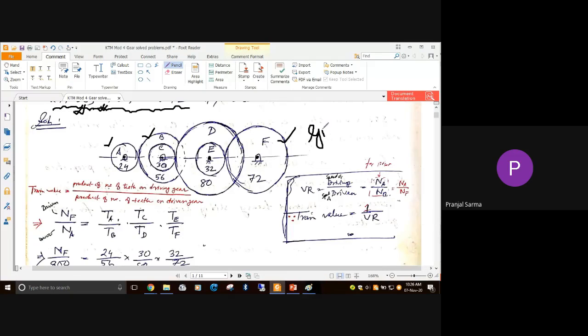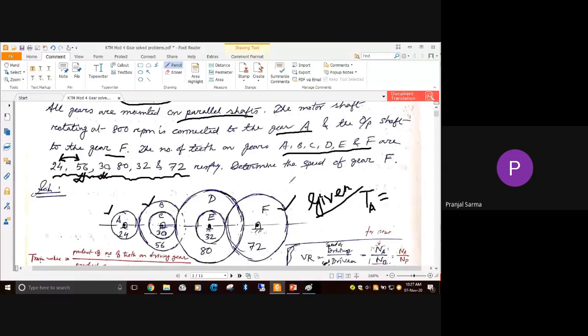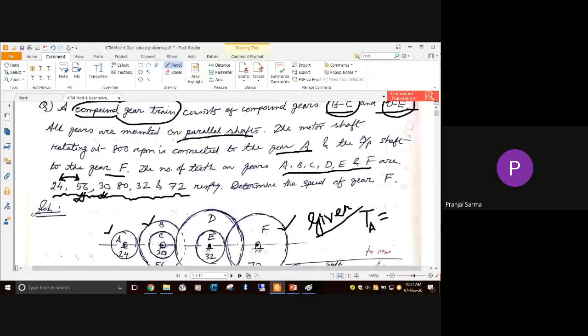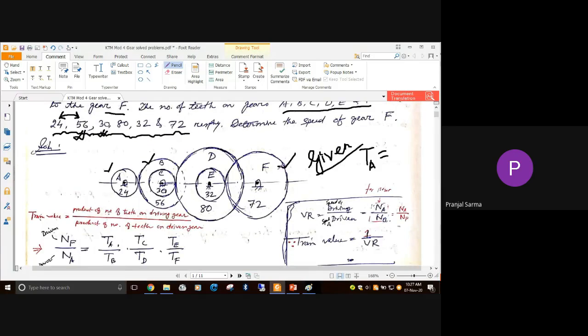Okay, so next you can write down the given data about the number of teeth. Suppose teeth in A is TA. What is TA? That is T suffix A, meaning number of teeth in A. Similarly, TB, TC, and up to TF, you will just write down. Those are the given data. Next, what we have to find out: some velocity is given for the motor shaft. That is 800 rpm, given as the driving velocity for gear A, and we have to find out the velocity for this final driven gear F.